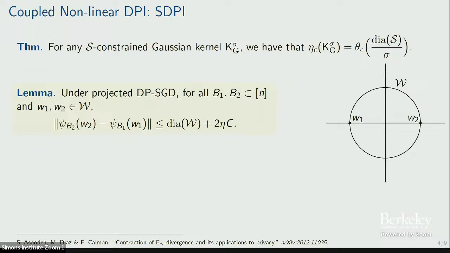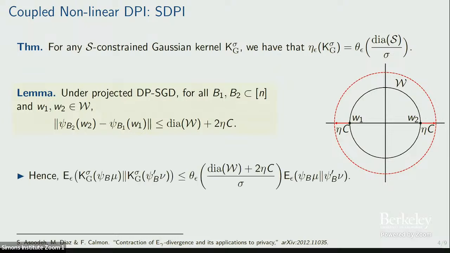You have W1 in one extreme, W2 in the other extreme. Then the gradient might want to push you even further away. But because it is clipped and we have the step size eta, you're not going to go very far. Probably you only get to eta C and that's it. If you are lucky, if you're not, maybe you even go back. So at the end, what you end up with is a region which is the diameter of W plus eta C. That's where that magical number came from, because it's taking some control of that.